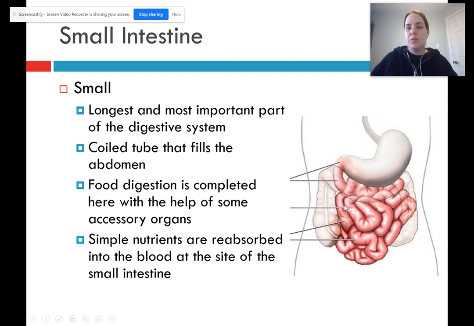Okay, so this tube is all coiled up and round, wound up around each other, and it fills up your abdomen. A lot of your food digestion is completed here, and there are accessory organs, so additional smaller organs that the food doesn't actually travel through, that help digest your food. And it's also where a lot of your reabsorption of those important nutrients from your food happens. So all of the things that we need to get out of our food to stay healthy leave the food in our small intestine and actually get absorbed into our blood, in the small intestines.